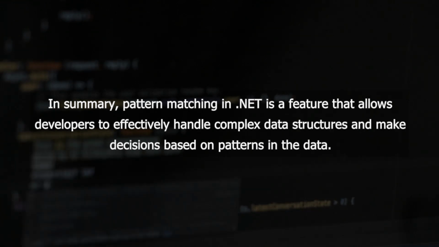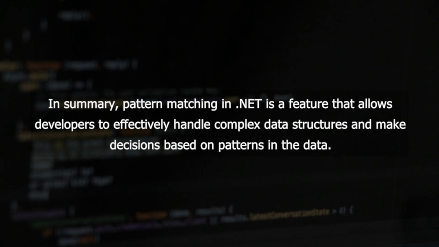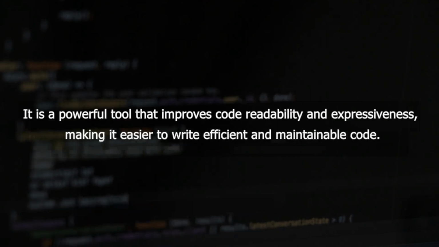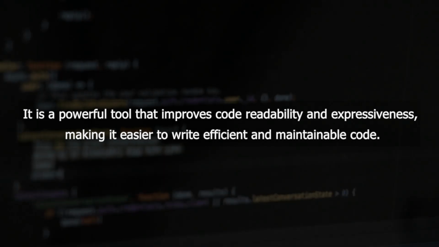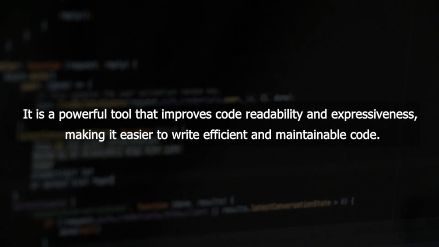In summary, pattern matching in .NET is a feature that allows developers to effectively handle complex data structures and make decisions based on patterns in the data. It is a powerful tool that improves code readability and expressiveness, making it easier to write efficient and maintainable code.